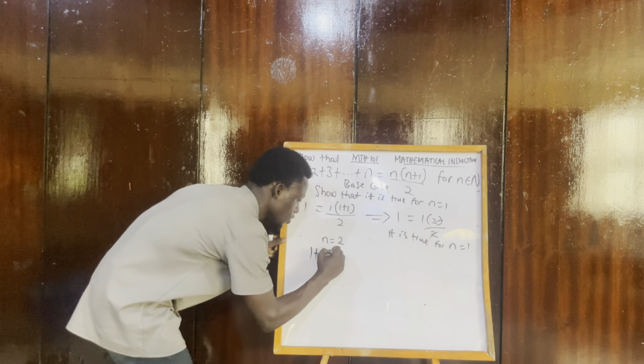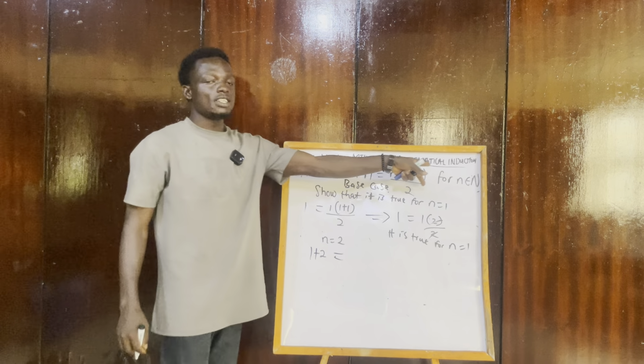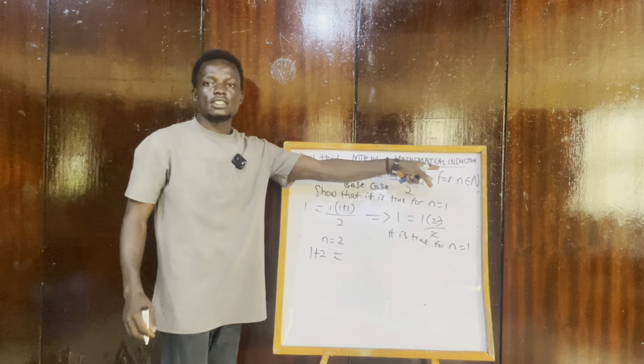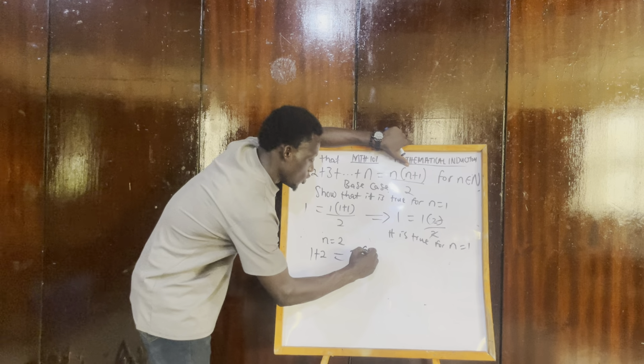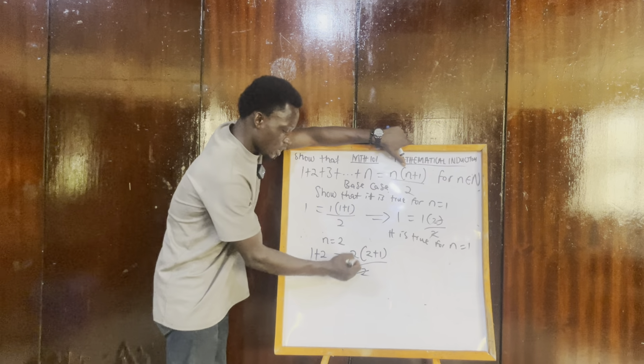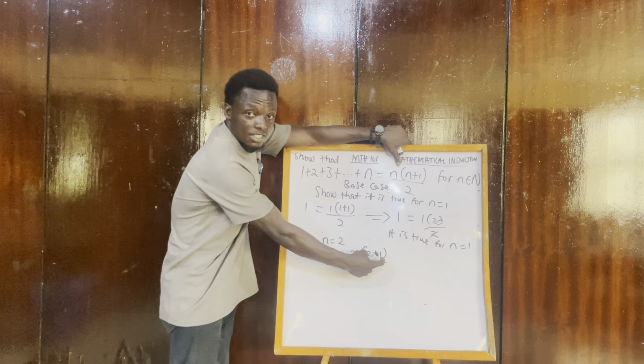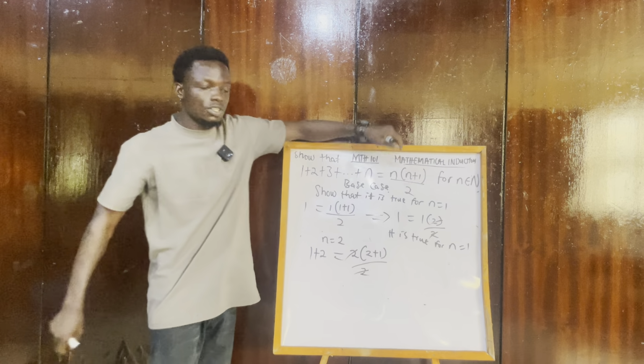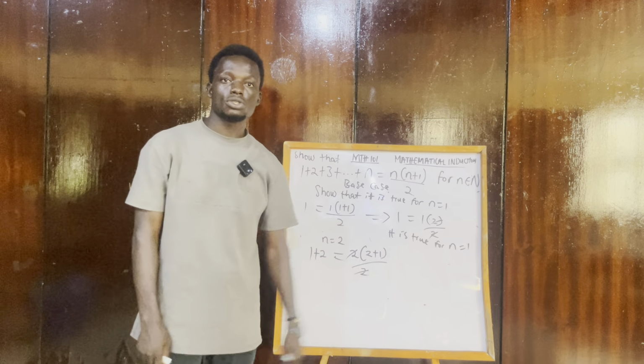1 plus 2, is it equal to this when you substitute 2 for n? N, that's 2 into what? N plus 1, 2 plus 1 over 2, right? The 2 cancels 2. Here you have 2 plus 1, which is 3. 1 plus 2, which is 3. So the statement is also true for n equals 2.